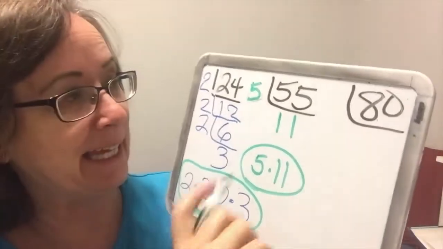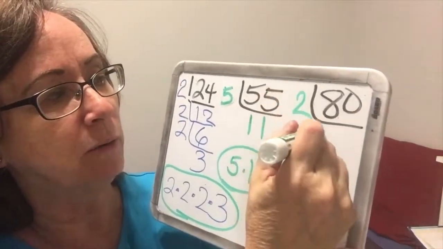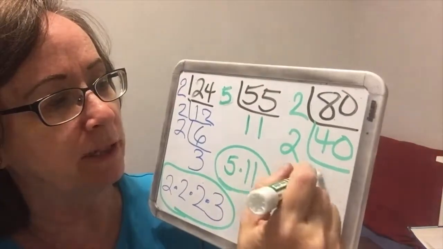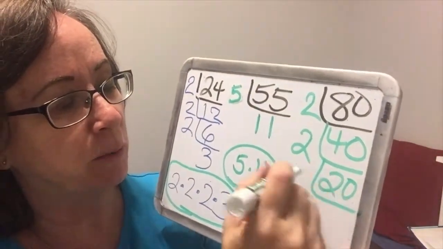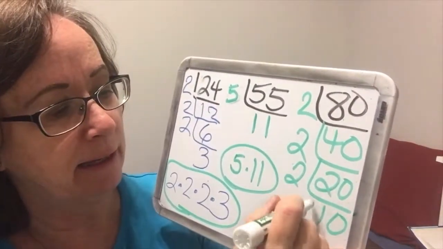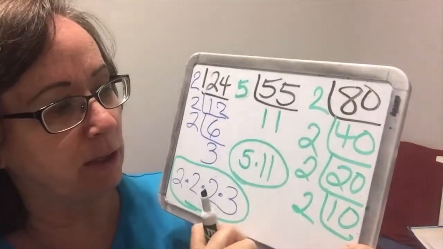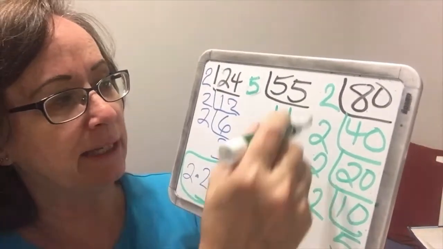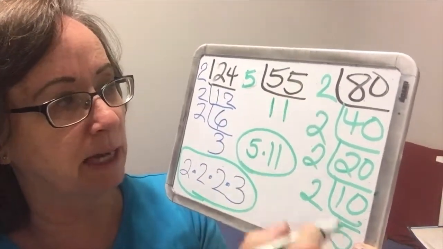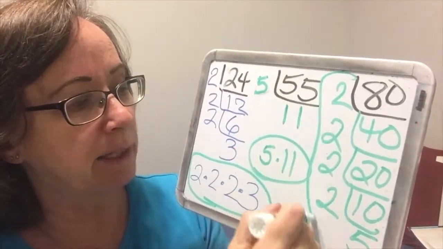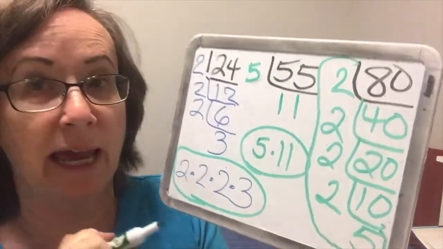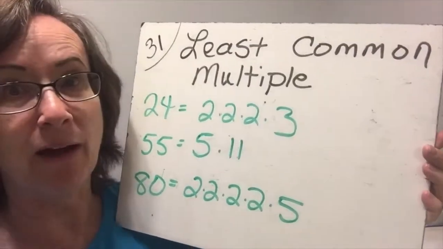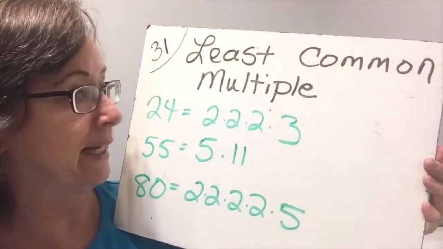So 80, if we divide by 2, we get a 40. If we divide the 40 by 2, we get a 20. If we divide the 20 by 2, we get a 10. If we divide the 10 by 2, we get a 5. So 80 is 2 times 2 times 2 times 2 times 5. Now I'm going to take the 3 of those and put them on our big board. Okay, so now I've written out our factors for each number.